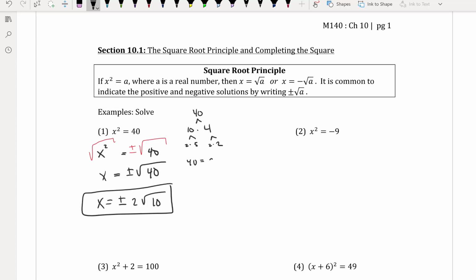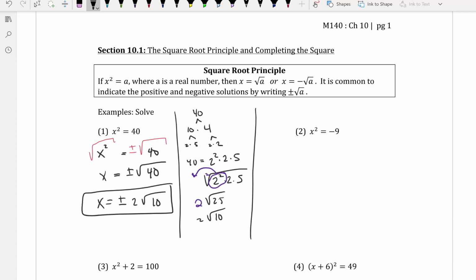So 40 can really be written as 2 squared times 2 times 5. So inside the square root, I have 2 squared times 2 times 5. So the square root, since that's a 2, means that this can come out and everything else stays inside. So that's how I get that 2 square root 10, just in case you wanted to see how square root 40 turned into 2 square root 10. But again, this can be done on your calculator. I just plug it in and that's going to be my answer.